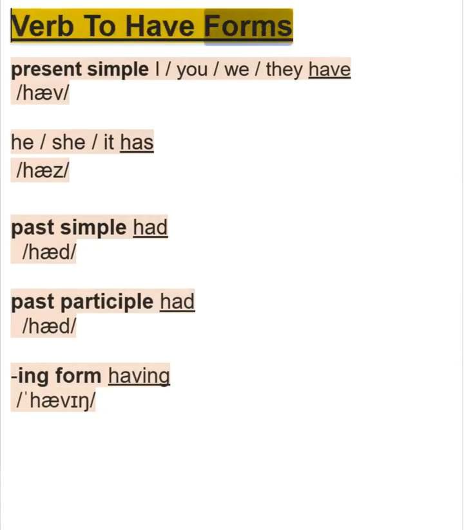Verb to have forms. Present simple: I, you, we, they have. He, she, it has. Past simple: had. Past participle: had. Ing form: having.